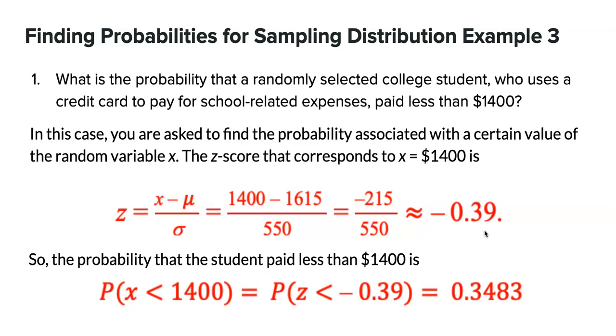But I wanted to make sure that if they don't give you a sample size, they don't say, oh, we collected a random sample of 30 or 40 or 50 or 4, and then they just say, a randomly selected college student, when you are asked to just find the probability associated with a certain value, then you don't really do that sampling distribution that we were doing today. So that's just going right back to the regular normal distribution that we talked about in chapter 6.